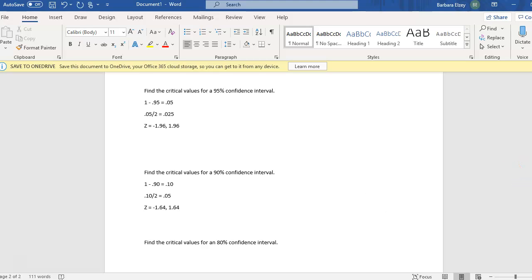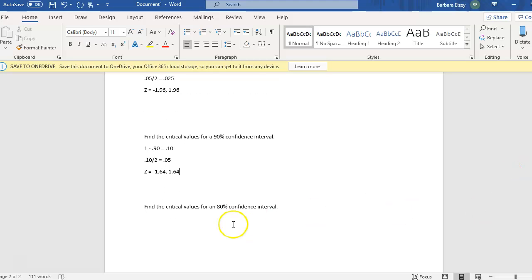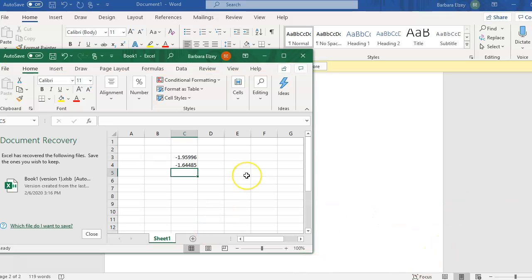Now let's do one more. Find the critical values for an 80% confidence interval. Starting the same way, 1 minus 80% as a decimal, so 0.80 gives us 0.20. Divide 0.20 by 2, we get 0.10. And now let's look up 0.10 using our Excel formula.